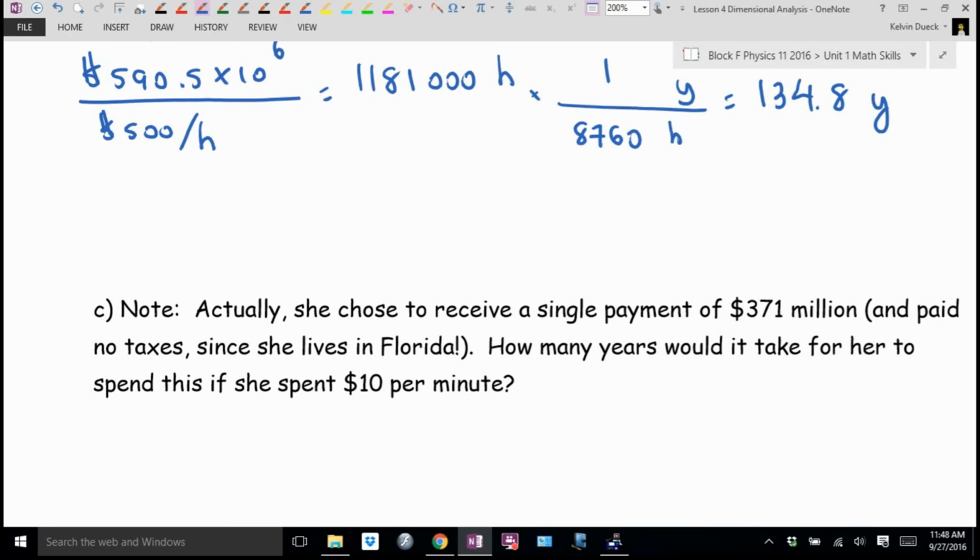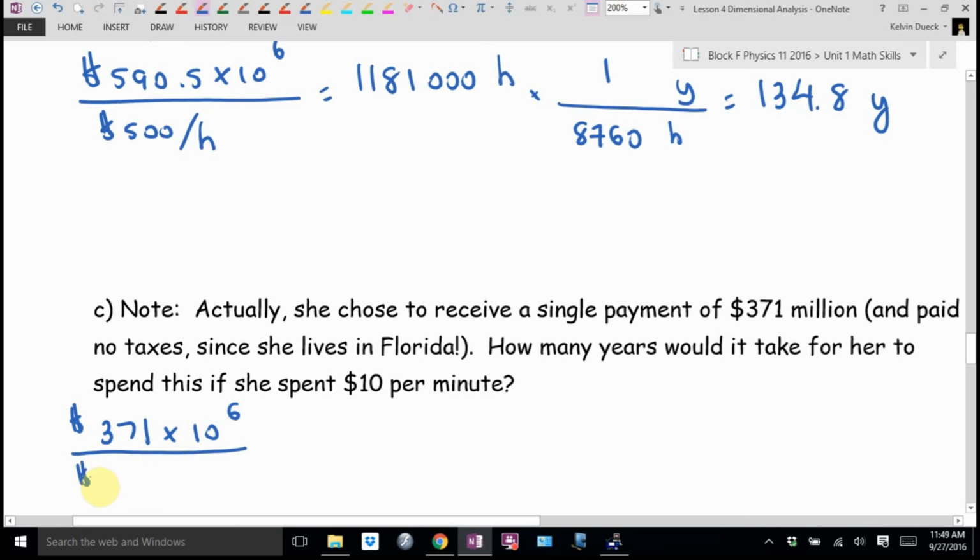How many years would it take for her to spend this if she spent $10 a minute? Could she do that in her lifetime? $10 a minute. Will she get that spent? Well, how am I going to start out this question? The same way I've started out every other question. I'm going to write down what they gave you: 371 million dollars. And I know million is 10 to the 6th. And I'm going to divide this by $10 per minute, and that will tell me how many minutes it would take, and then I'll convert the minutes to years.